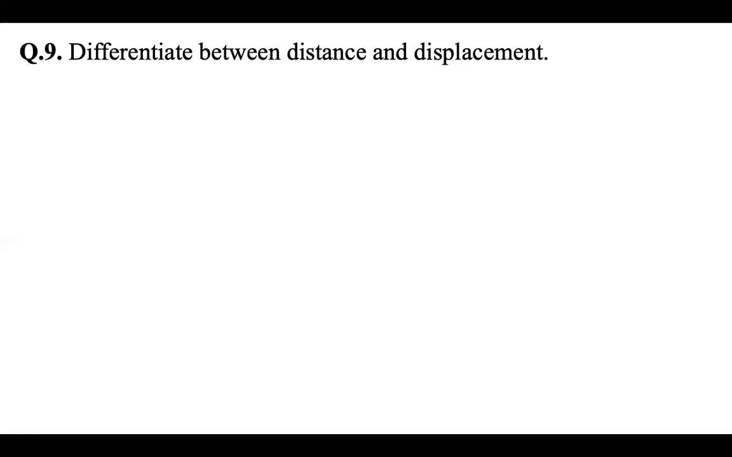Fourth है कि distance is always greater than or equal to displacement. Okay. So either it will be greater than the displacement or equal to displacement. Distance और displacement equal कब होता है? When the body is moving in a straight line in the same direction. Okay.